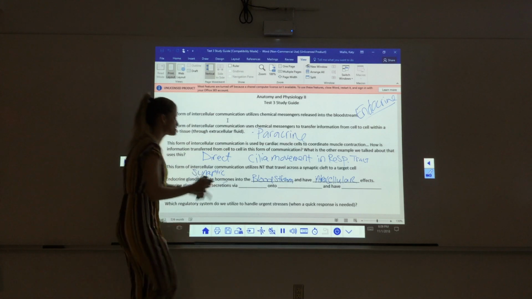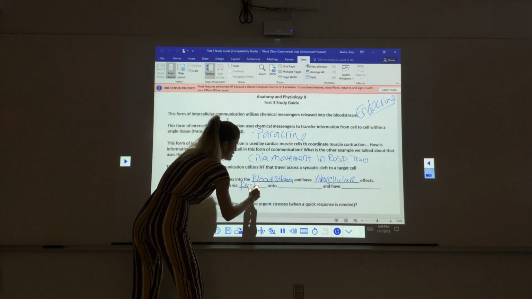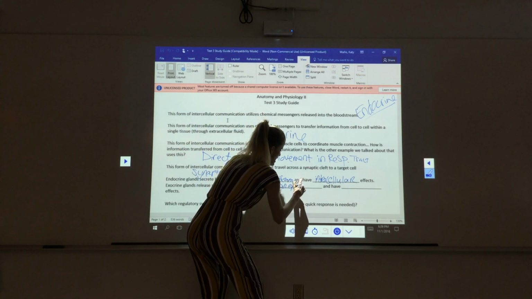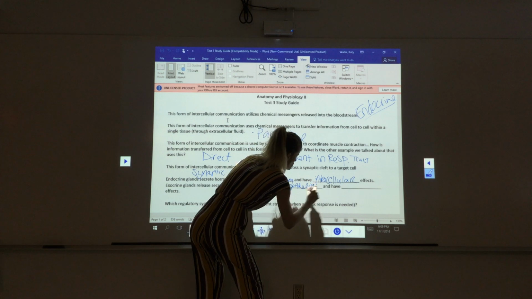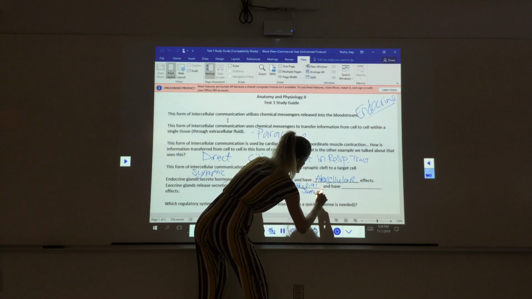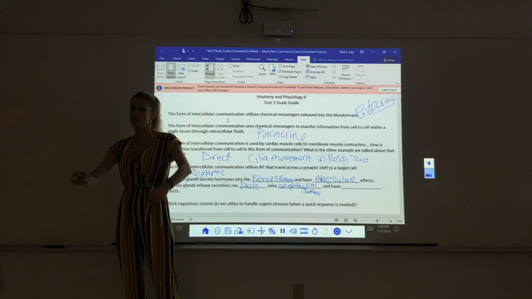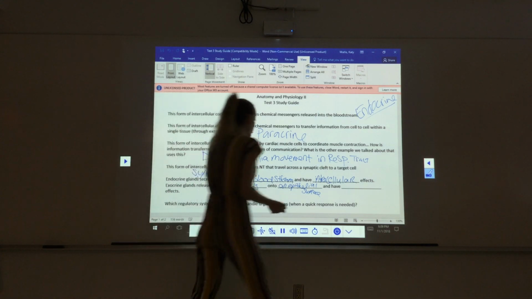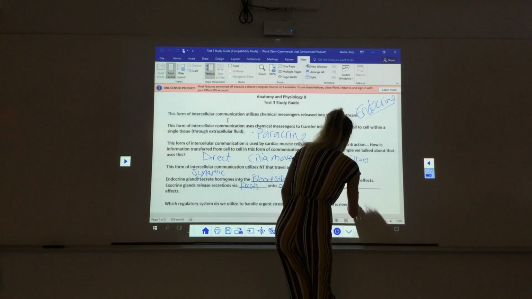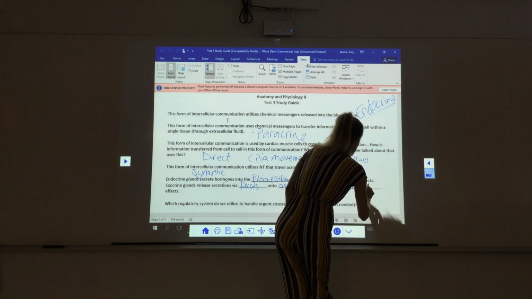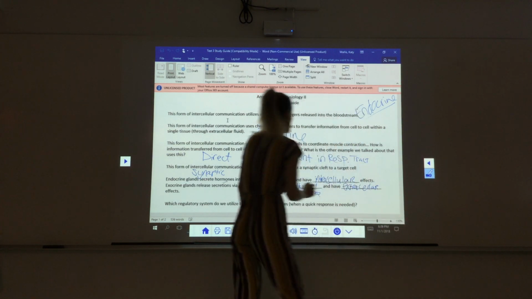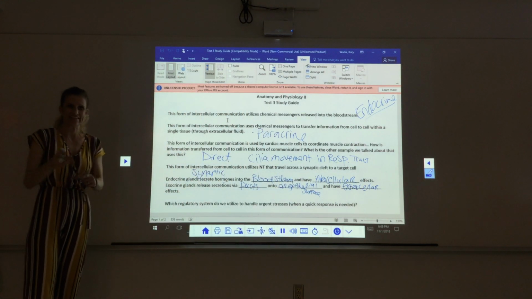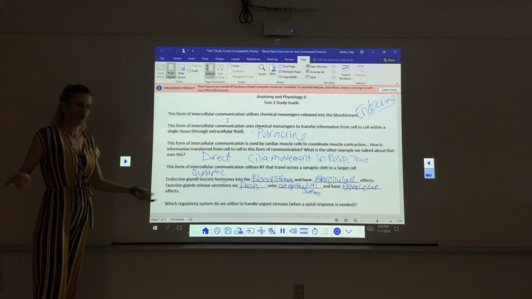Exocrine glands release secretion via ducts onto an epithelial surface, right? So it's like going onto your skin, like sweat glands, or going into your stomach, some sort of a surface. And are the effects intracellular or extra? Extra. Good. They have extracellular effects, right? Like when sweat evaporates, you're not changing anything inside a cell. I'm cooling my body off.